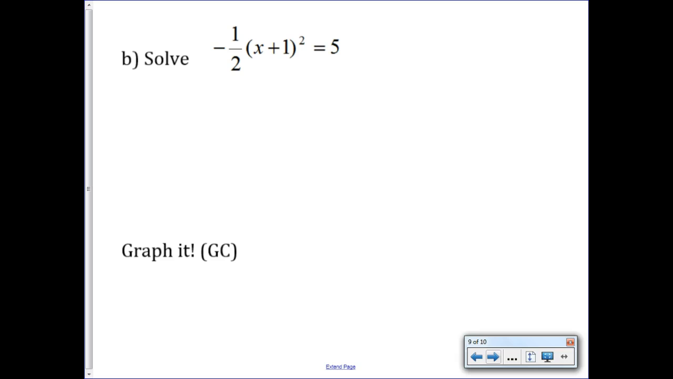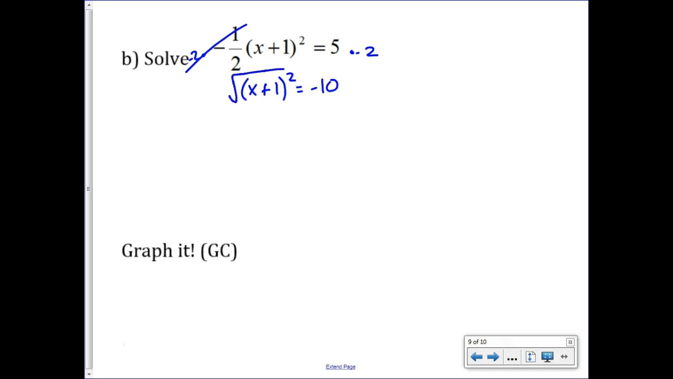All right, this one as well, same kind of thing. If we're solving this, again, you could multiply that whole mess out like we talked about in previous lessons, but I'm going to just try to use square roots to solve. So I'm going to multiply both sides by negative 2 to cancel out that negative 1/2. Then I just have x plus 1 quantity squared is equal to negative 10.